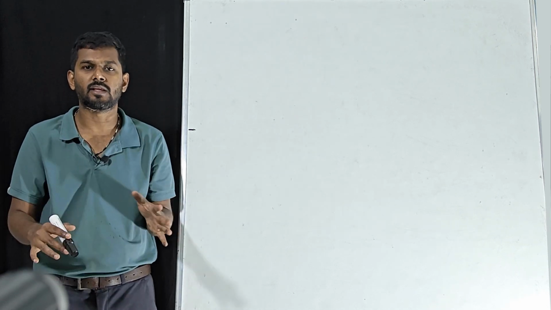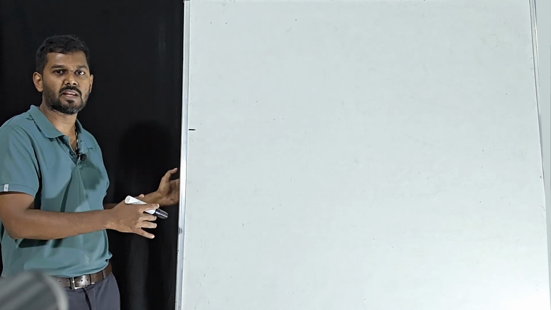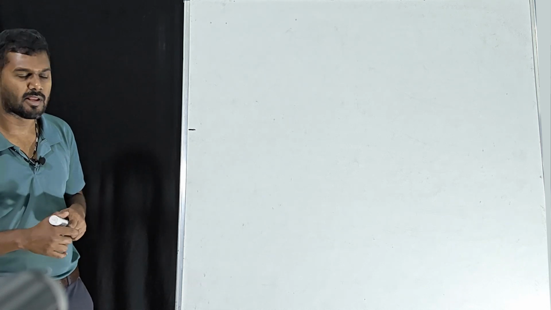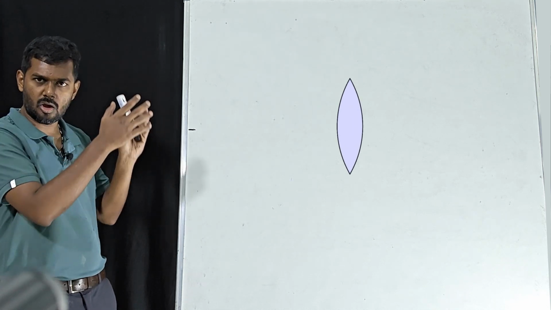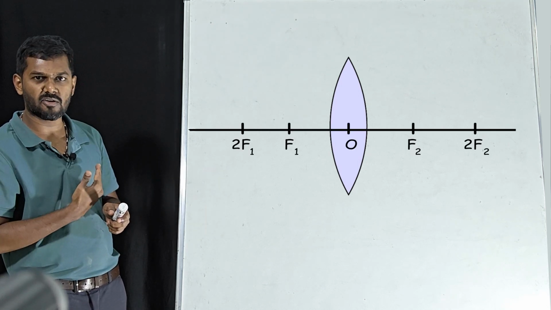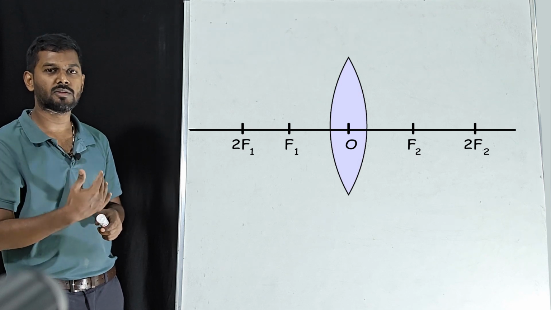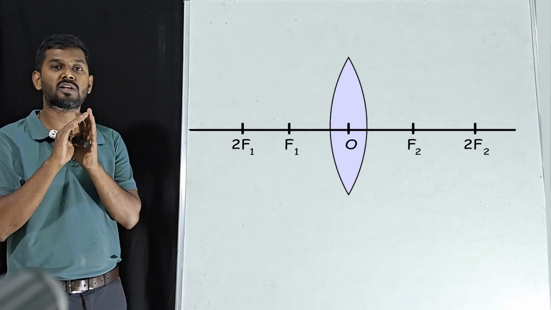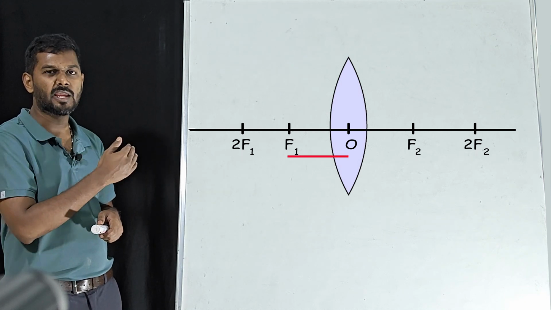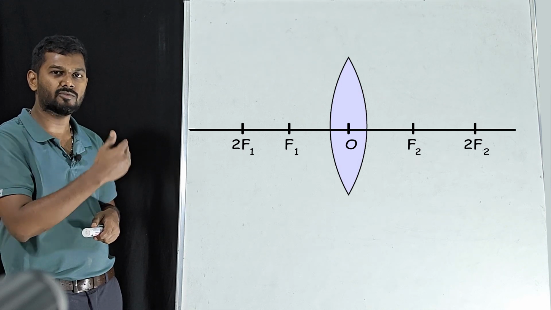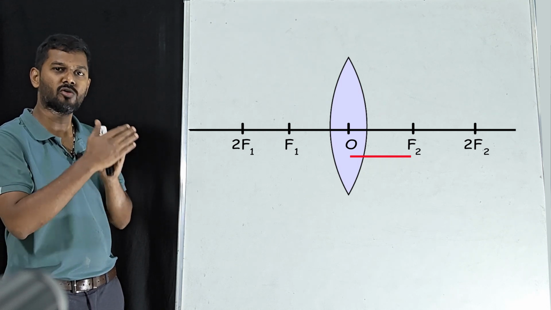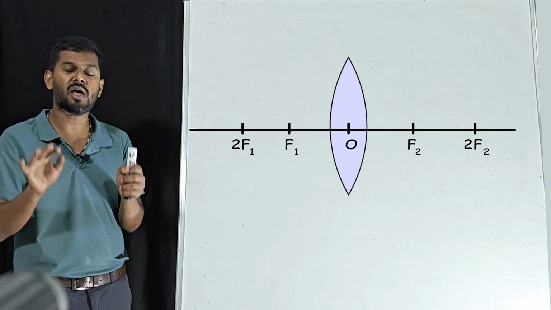First, we'll learn all the ray diagrams for the convex lens. After that, we'll move on to the concave lens. First, draw the convex lens and the principal axis. F1 should be on the left side of the convex lens and F2 on the right side. The distance from the optic center of the lens to F1 should be equal to the distance from the optic center to F2. So O to F1 equals O to F2. This is how you have to draw the ray diagram.